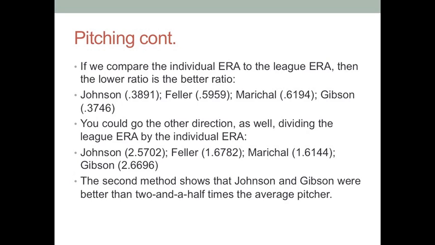Conversely, if you're looking at pitching, you can reverse those two numbers. You can divide the league number by the player's number, and you would get here that Johnson and Gibson are more than 2.5 times better than the league during their given years. Obviously, Feller and Marichal were tremendous as well.